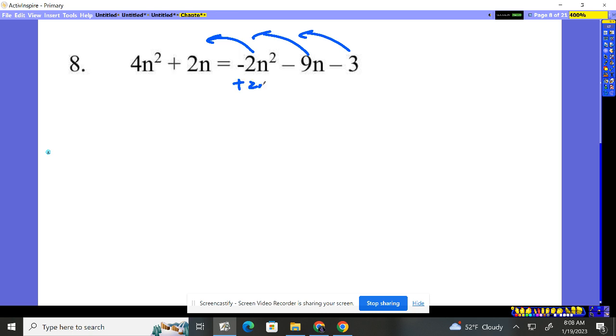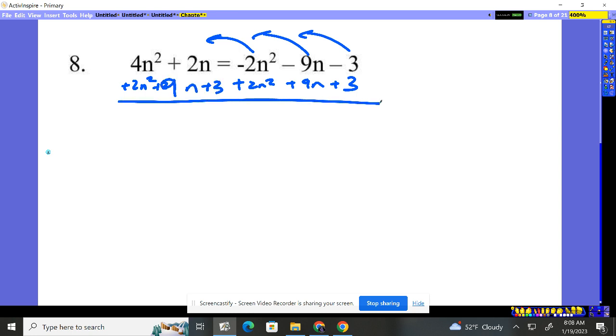So I'm going to add 2n squared. I'm going to add 9n. I'm going to add 3. A bunch of adding going on. So we're going to add 2n squared there, and then add 9n here, and then also add 3. A little sloppy there, sorry. So we get 0 on this side.